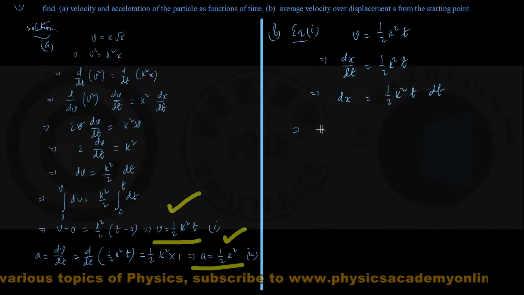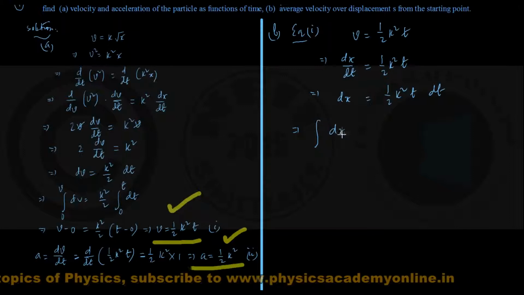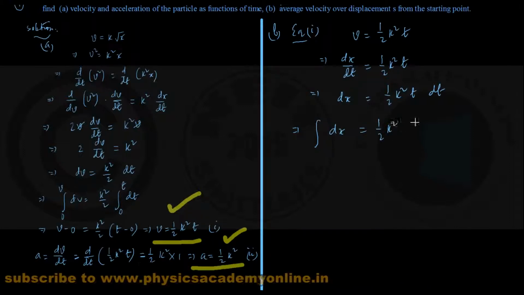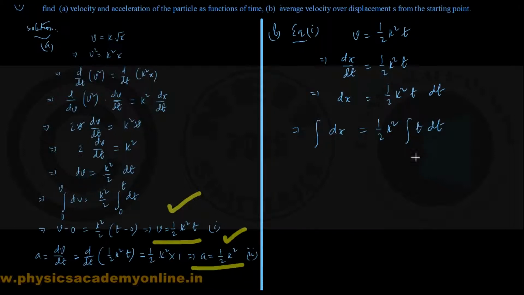Let us go for integration next. Integration of dx, right hand side, half k square is a constant, integration of t dt. At the beginning of the trip, time was 0, that is the lower limit, and suppose the corresponding x coordinate of the particle at time 0 was x0. Finally, time is t and the position coordinate becoming x.